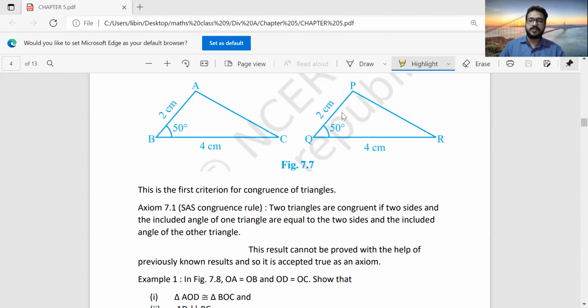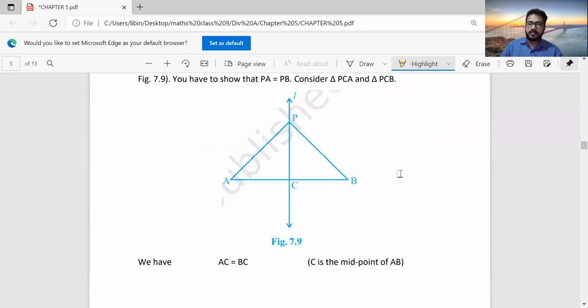Okay, so we have seen, first of all, axiom 7.1 as SAS congruence rule. As the name suggests, SAS means two sides as well as the angle between those two sides should be equal to the other two sides and the included angle of the other triangle. Then we can say that those two triangles are congruent. Are all clear? Fine. And we have done some examples as well.